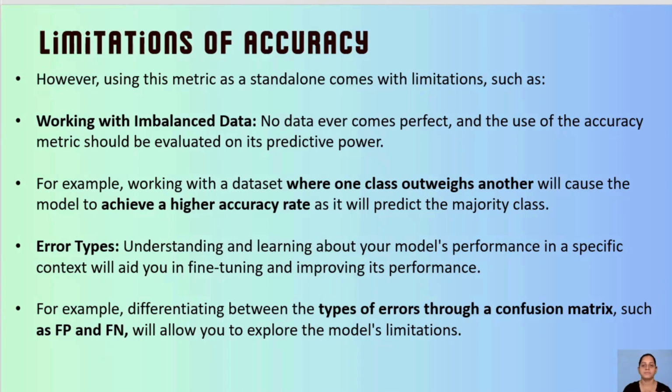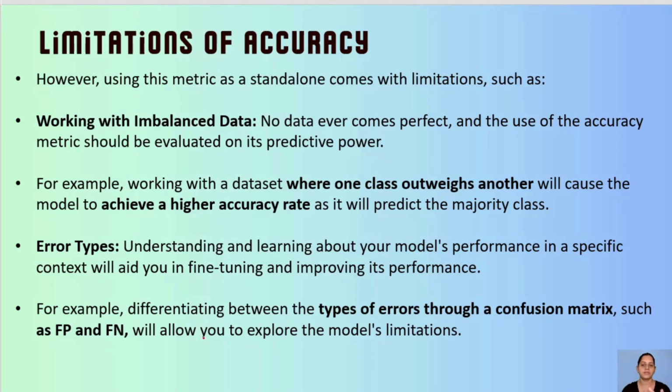And suppose, take one example, when you are working with a data set where one class outweighs another. I have given one example where in yes or no, the yes class contains 80 rows or data points, and the no class contains 20 data points. That means bias will come into the picture, and the model will definitely predict for all upcoming predictions that they are all yes only.